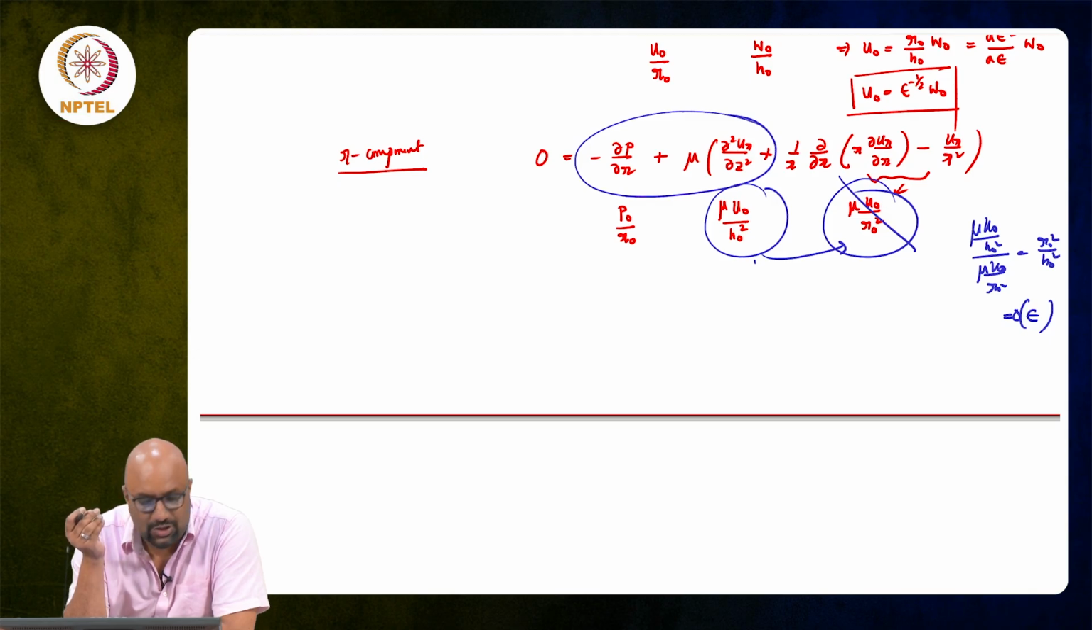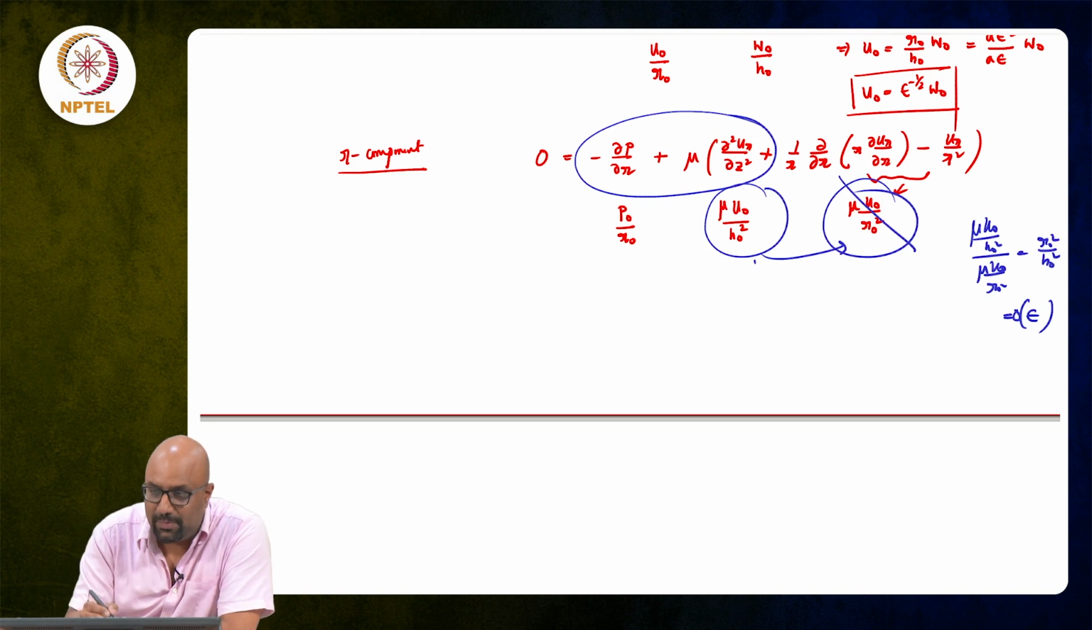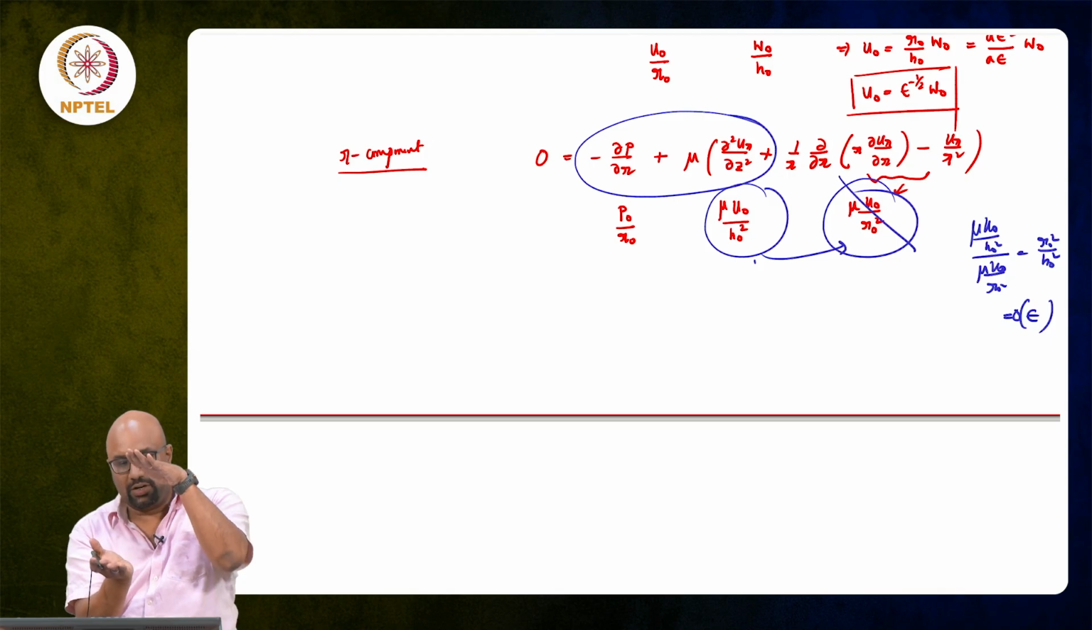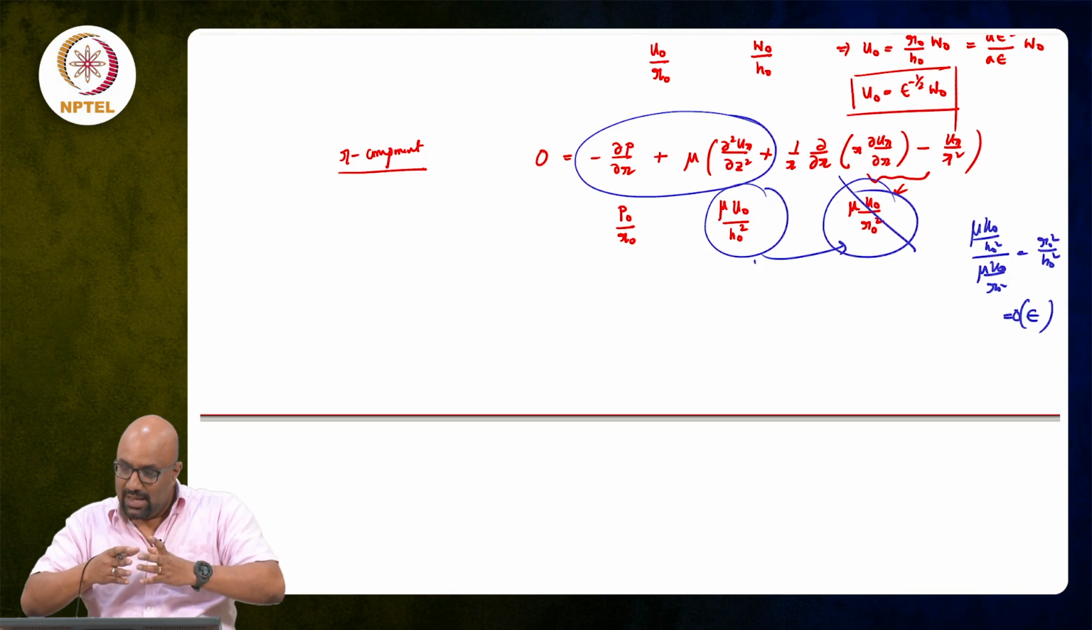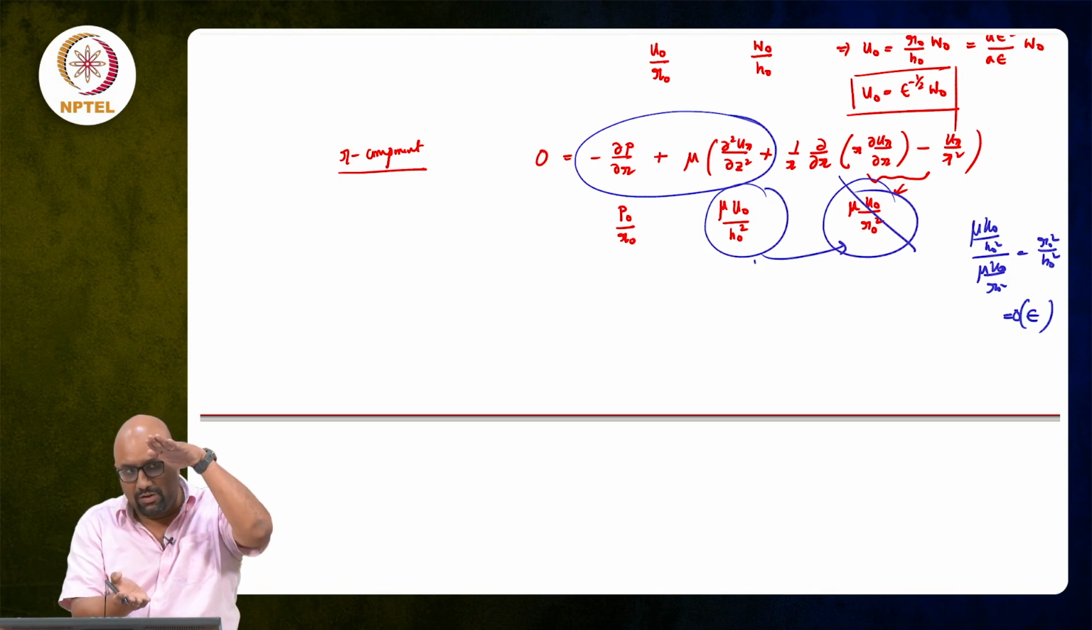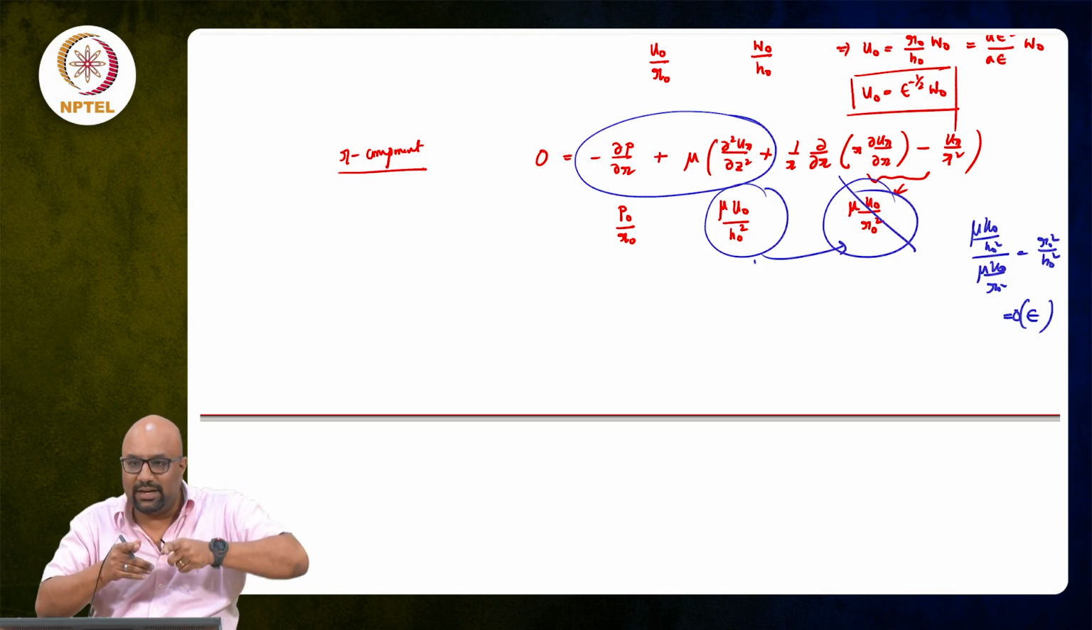Now, what should be the pressure scale? Pressure scale should be such that the radial pressure gradient should balance the viscous term. You have to imagine what is going on here. You are trying to push the two surfaces. As you are pushing the two surfaces, there is a flow that spreads out. So, that flow that is spreading out is basically due to whatever the pressure gradient that you are creating in the radial direction.